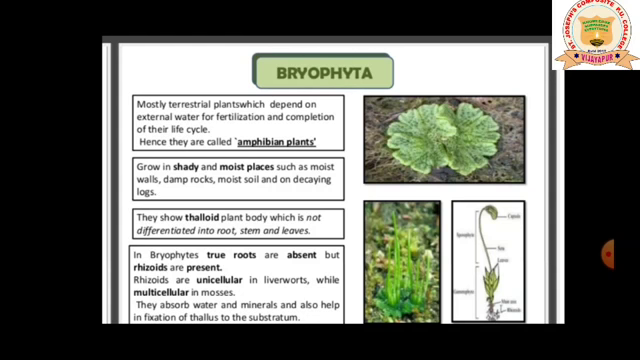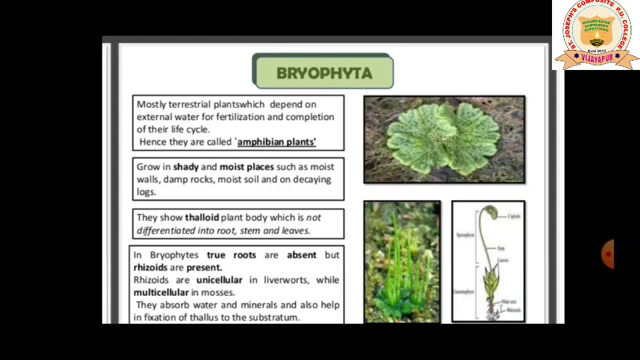Coming to the habitat again, they grow in shady and moist places such as moist walls, damp rocks. Damp rocks means a wet area, where there is a possibility of getting water. Cool places, cool rocks, moist soil and decaying logs. Logs means the broken branches of the trees. Huge branches or huge trunks of trees which have fallen down are said to be logs. So they are going to grow there.